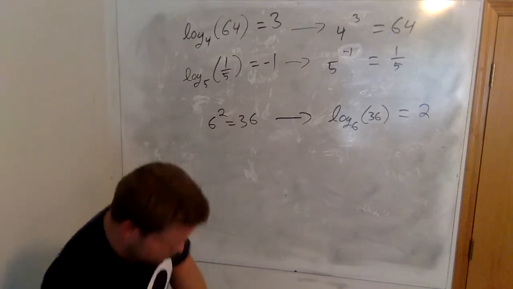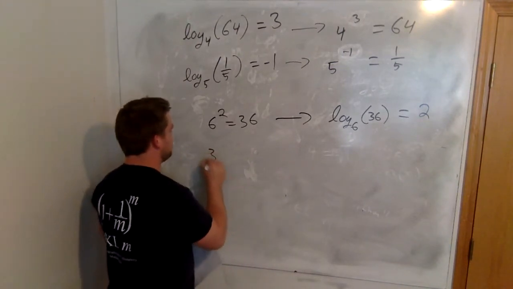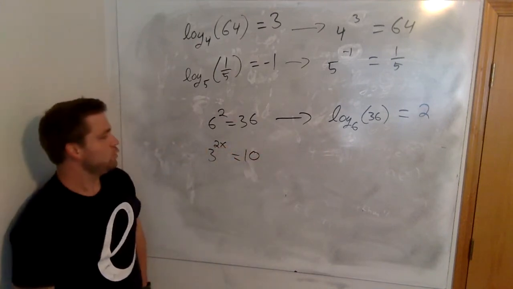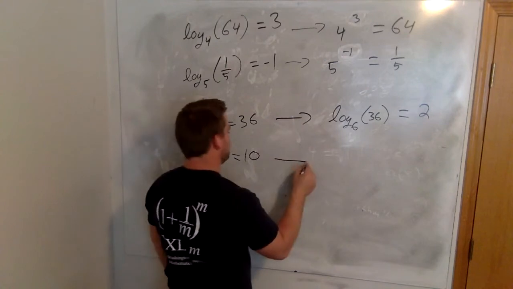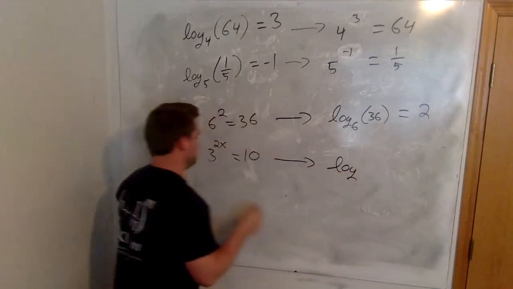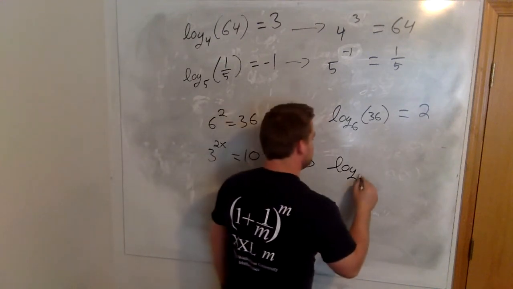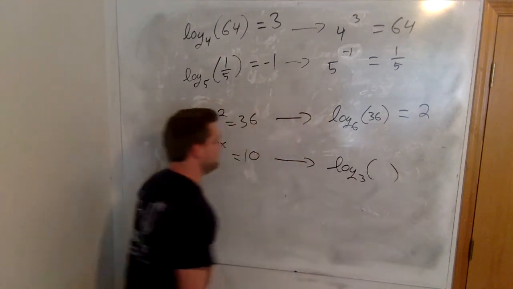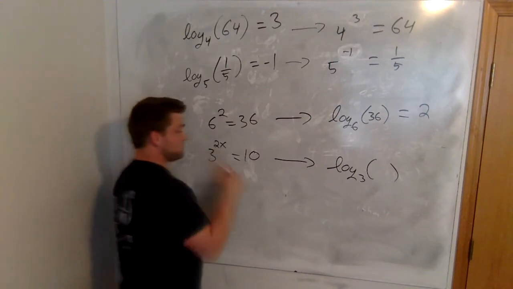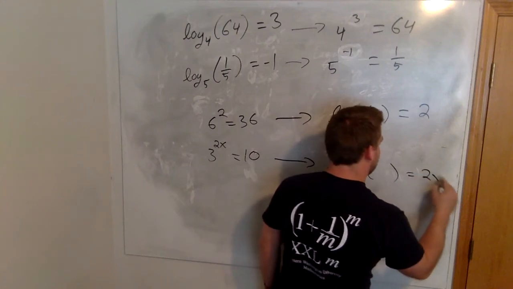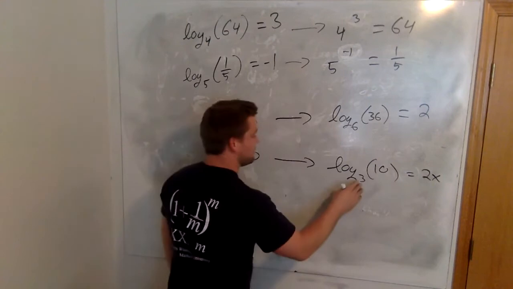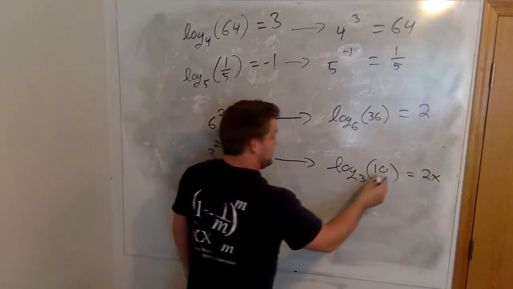Okay. One more. What if we have 3 to the 2x is equal to 10? Well, if we want to switch this to logarithmic form, we should remember that the base of the exponential is the same as the base of the logarithm. Logarithms are exponents. And then we'll write the 10 here. This says 3 to what power gives you 10.